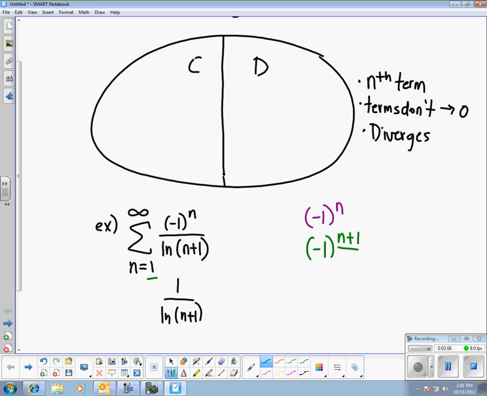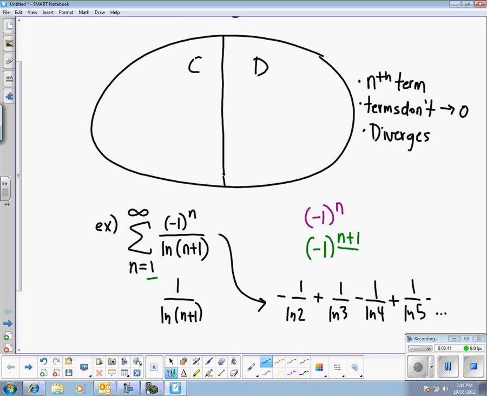These terms, if I expand it out a little bit: my first term is negative because of that -1 to the n on top, and I have on the bottom natural log of 2. My next term is positive, 1 over natural log of 3, minus 1 over natural log of 4, plus 1 over natural log of 5, and so on. Now, under normal circumstances, if this were just all positive, we know they approach 0, and then we have to use some sort of test to sort it out. Does it converge or diverge?